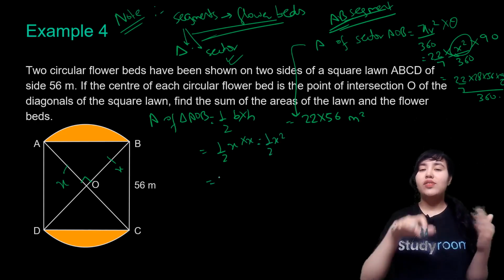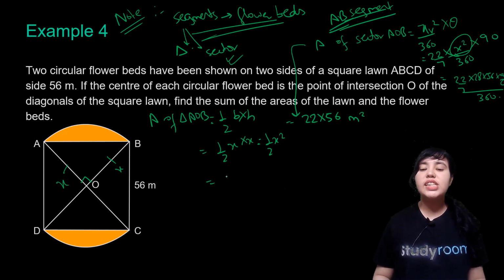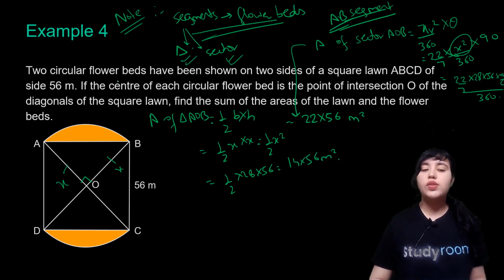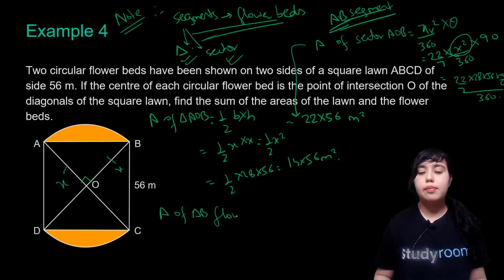So, again we make use of that value of x square which was 28 into 56. So, 1 by 2 into 28 into 56. So that becomes 14 into 56 meters square. So now we know area of sector and area of triangle. So I can easily find out area of AB flower bed, which happens to be a segment.